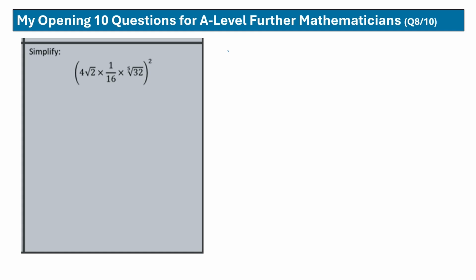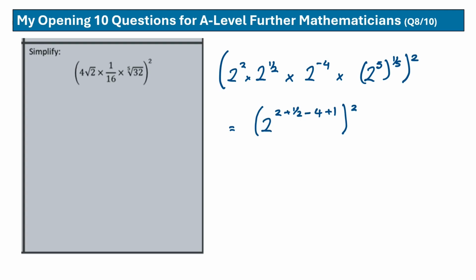So let's convert everything to 2. So as I said already, I'm going to work my way from left to right. 4 is 2 squared. 2 rooted is 2 to the power of a half. 16 is 2 to the power of 4, but I've got 1 over 16, so it's 2 to the power of minus 4. Now, this is an interesting one. 32 is 2 to the power of 5, and the 5th root is to the power of a 5th, if you see what I mean. And then I'm doing all of that within brackets and squaring it. So inside the brackets, I've got 2 plus a half minus 4 plus 5 times a 5th, which is 1. And all of that's times 2.